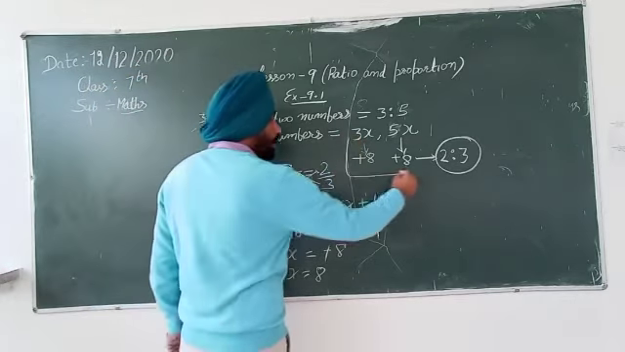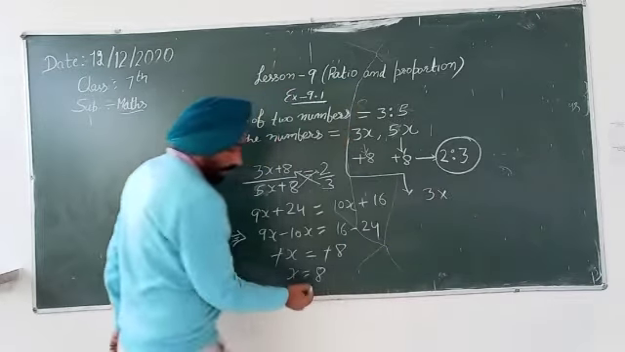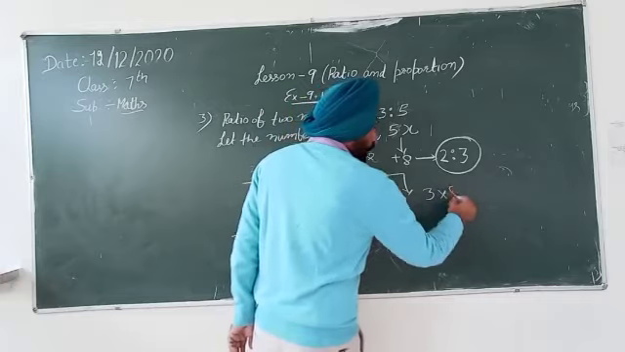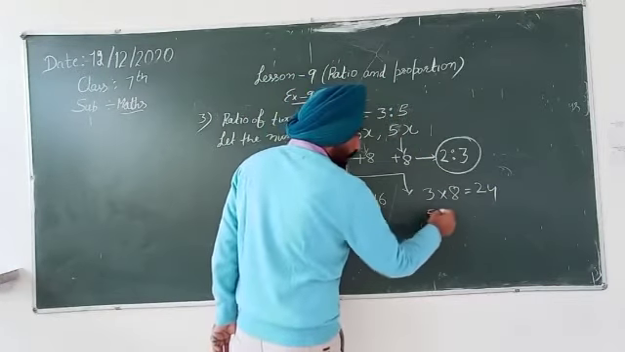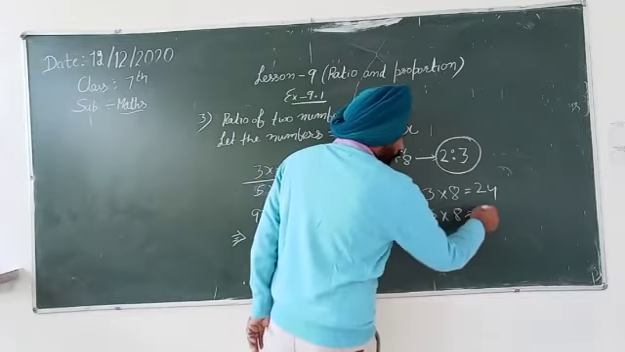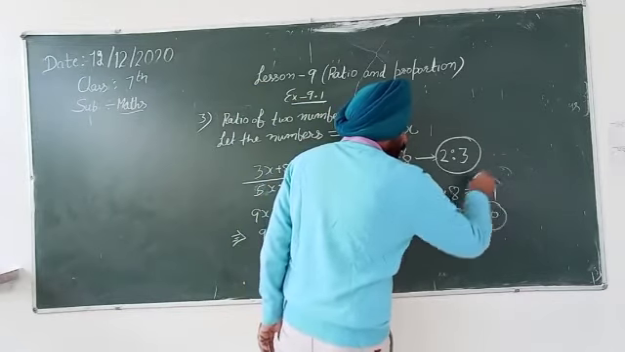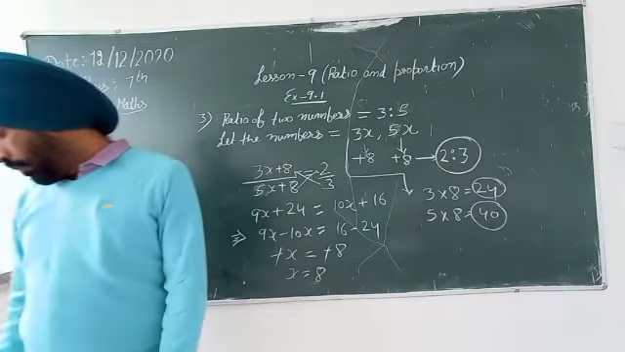So my first number is 3x, and x is 8. So 3 into 8 is equal to 24. And my second number is 5x, and x is 8. 5 into 8 is equal to 40. So these are my two numbers, 24 and 40.